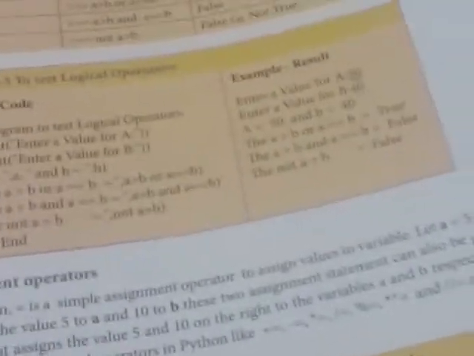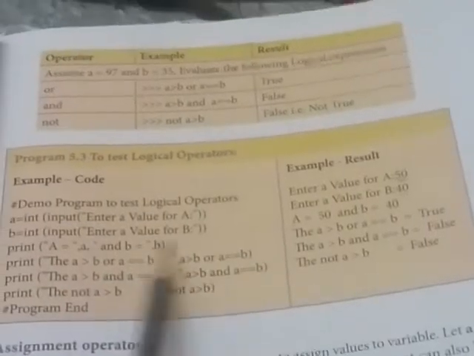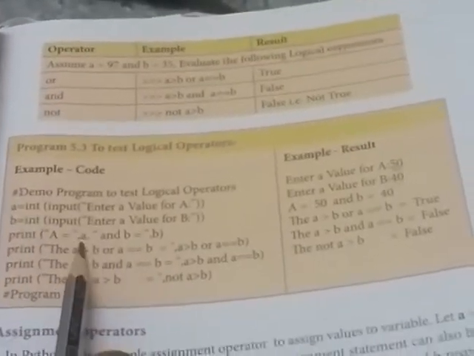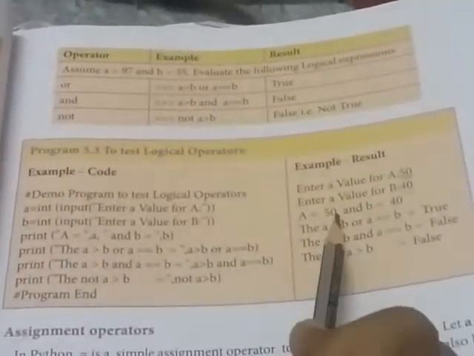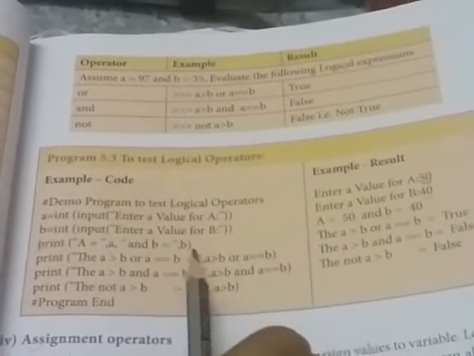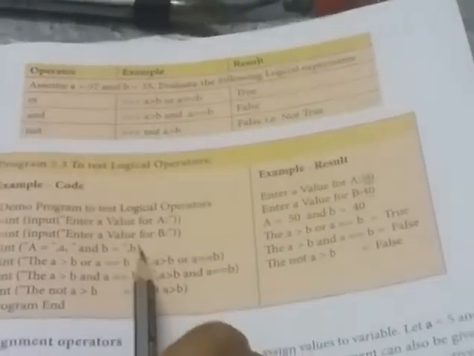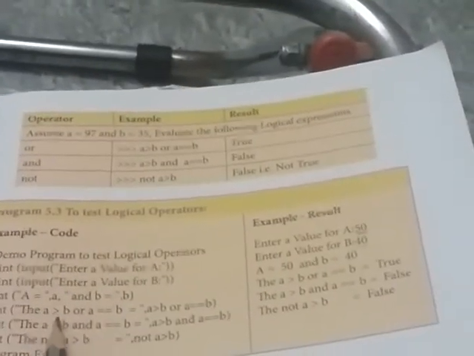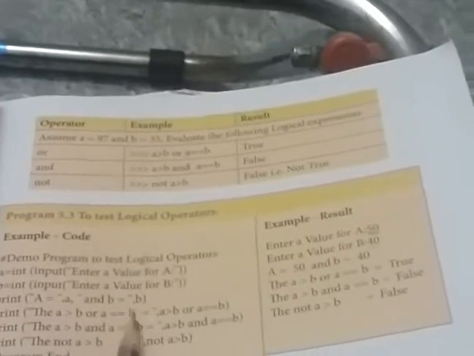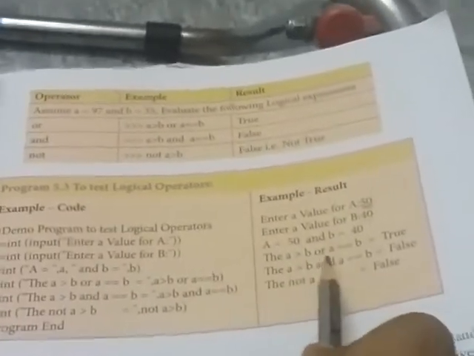The third statement is print a equal to a, b equal to b. Here we know the value of a is 50, so 50 is written. B equal to, we know very well the value of b is 40. Then the next statement, within double quotation marks, a greater than b or a equal to b is given, so that is printed as it is.